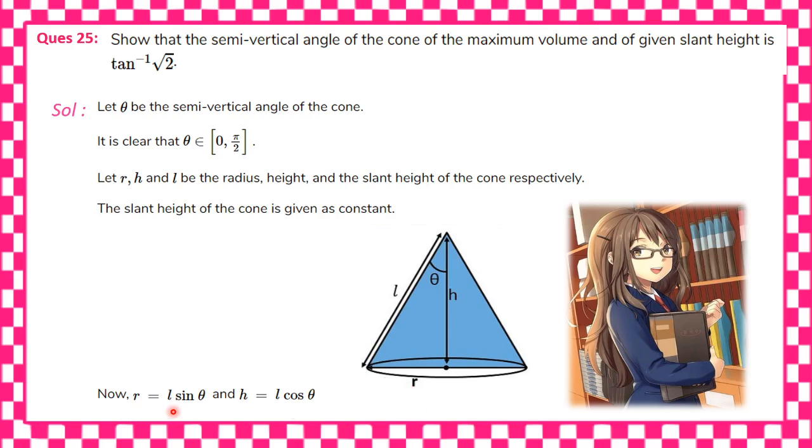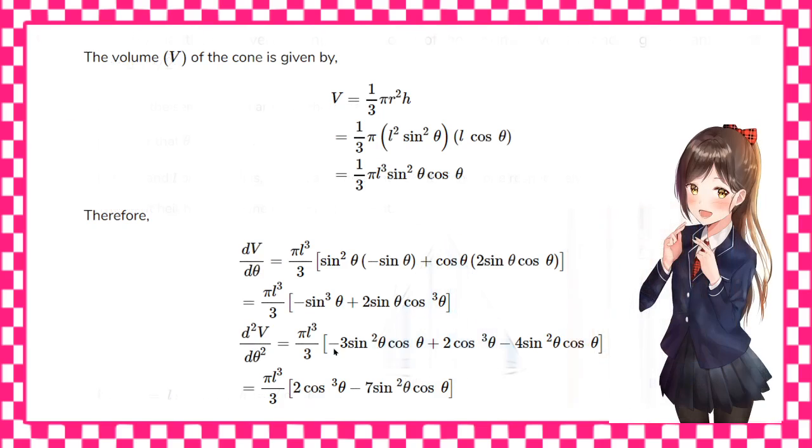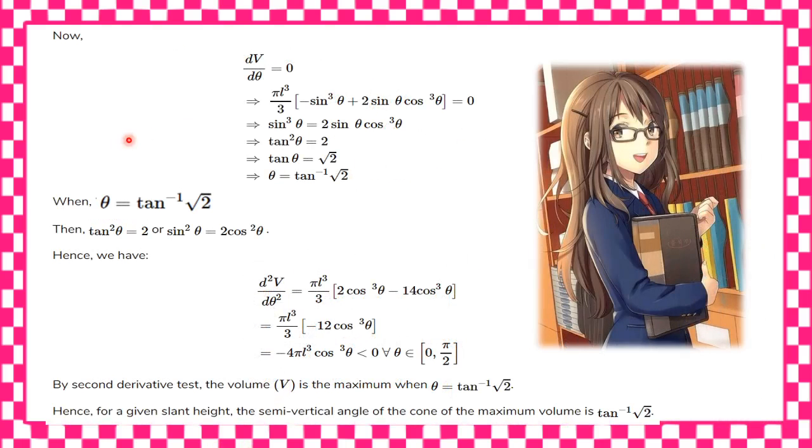So r is equal to L sine theta, radius is equal to L sine theta, and h is equal to L cos theta. Again we have got r and h in terms of theta. Now take the volume, 1 by 3 pi r square h. Open it, differentiate with respect to theta. We are getting this thing now. Equate it with 0 for finding the critical points.